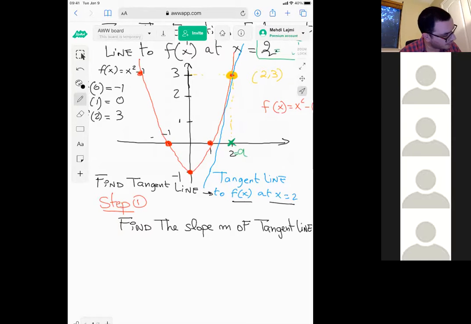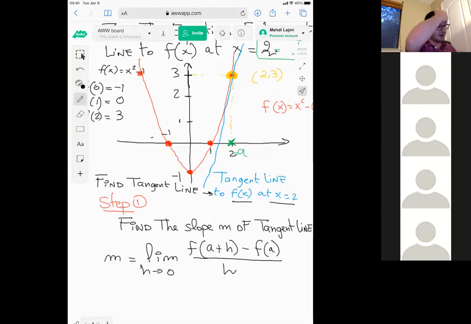So m by definition is the limit as h goes to 0 of f of a plus h minus f of a over h. All right, so this is the definition of the slope of the tangent line. In this definition, of course, we need f. Well, we know our function f is x squared minus 1. We need a. We said a is equal to 2.